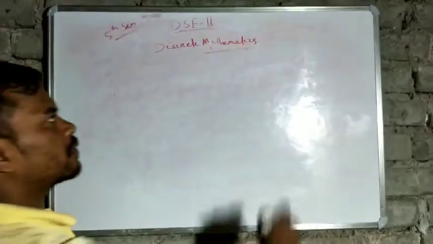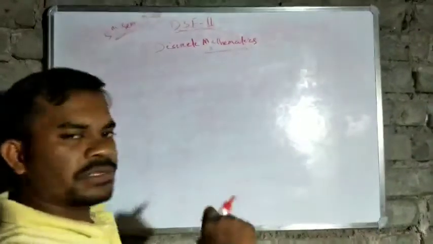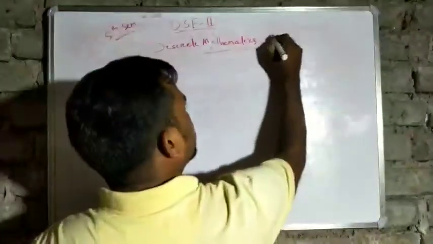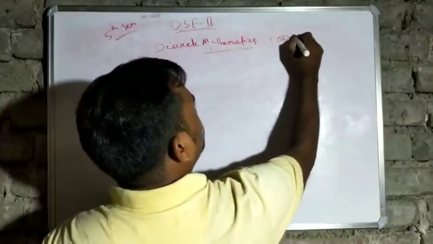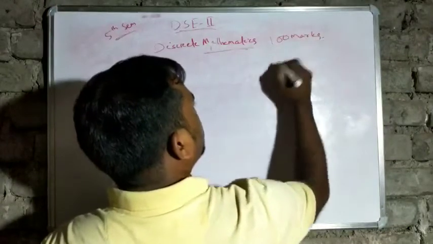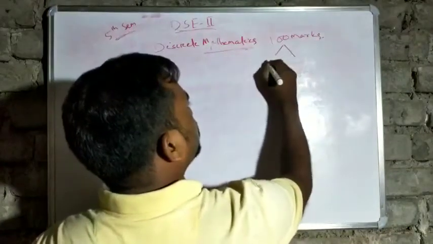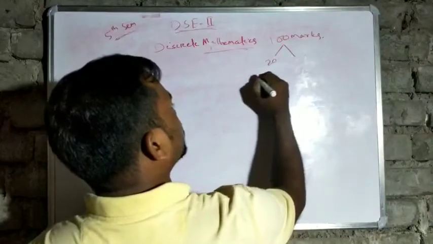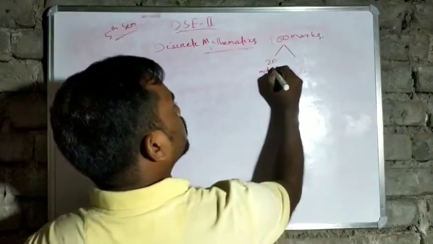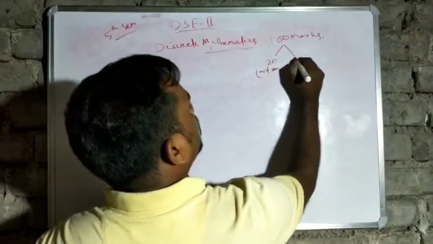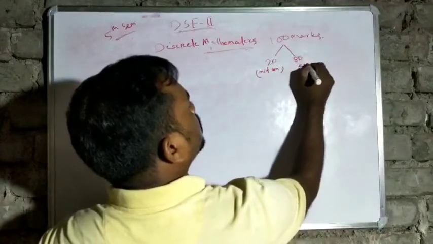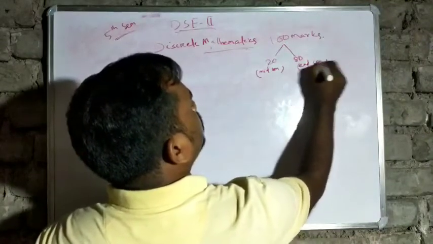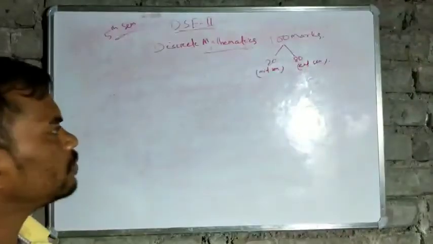So discrete mathematics. In your semester it will carry 100 marks. Your 20 marks are mid-sem and 80 marks are end-sem.